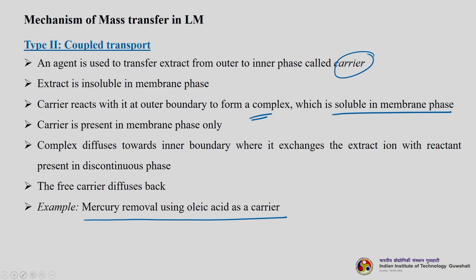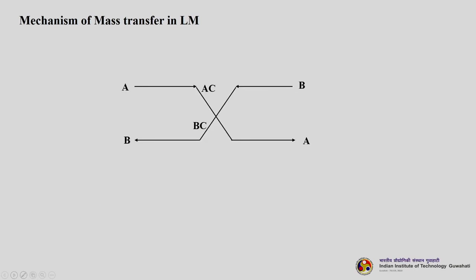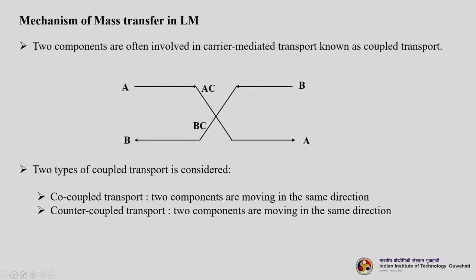So, there are many such examples of coupled and uncoupled transport. So, this is how it is happening. Two components are often involved in carrier mediated transport, known as coupled transport. So, component A and component B. Here two types of coupled transport are considered. First is co-coupled transport, second is counter-coupled transport. In co-coupled transport, two components are moving in the same direction. So, A and B both are diffusing in the same direction, and in counter-coupled transport, the two components are moving in the opposite direction.